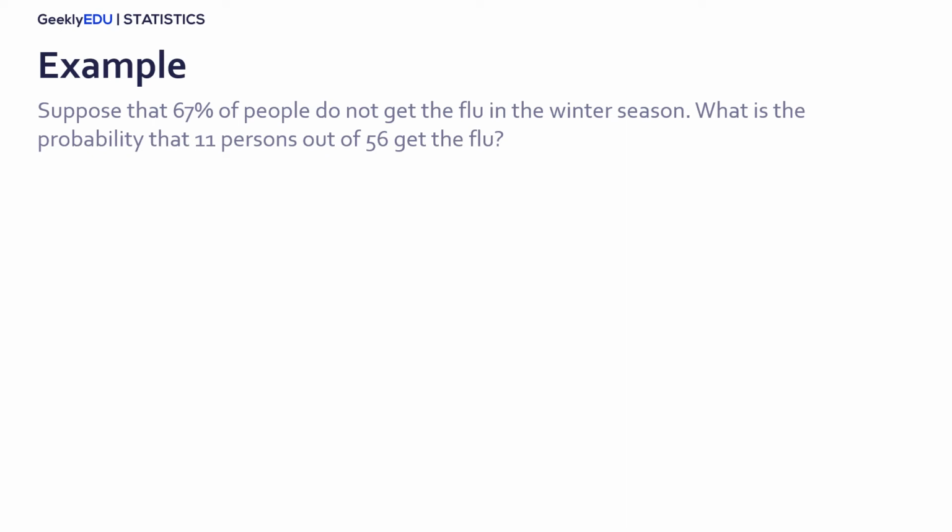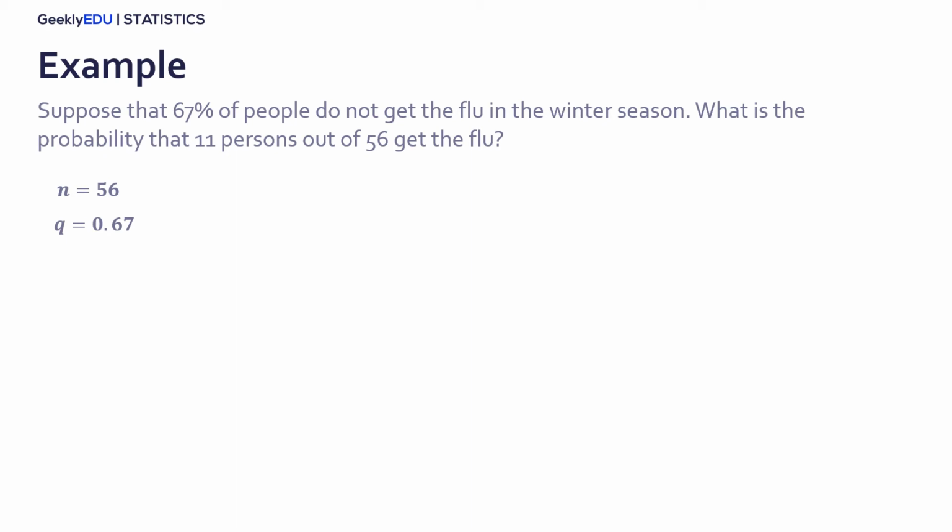First, we have to be sure that this can be solved with the binomial distribution model. It is a random process with n equal to 56 trials, and we have two outcomes. Getting sick, that in this case is the success, and not getting sick as a failure. Every person has the same probability q equal to 0.67 of not having the flu. From this information, we know that this problem is solved with the binomial distribution.